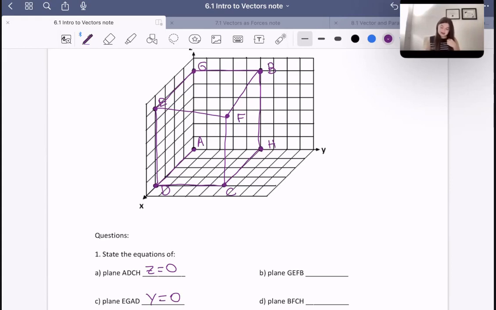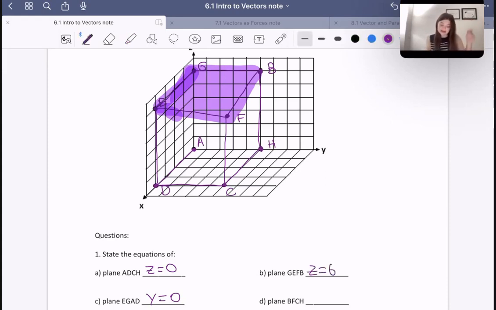The next one, B, says GEFB. Okay, GEFB. So what's this plane? Well, let's look at it. This is the plane where Z is equal to 6, right? It's a plane where X and Y can equal lots of things.